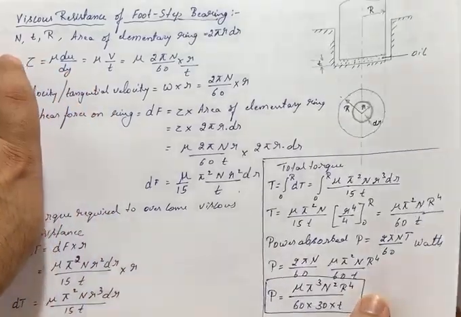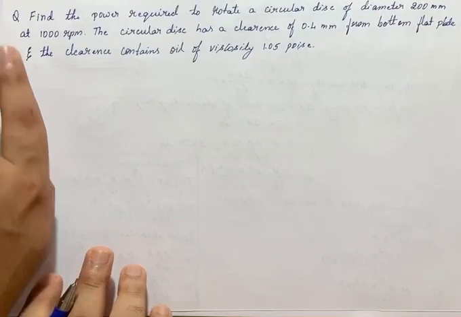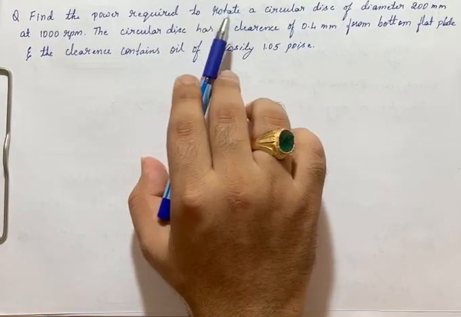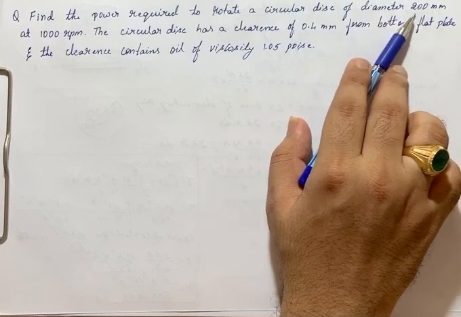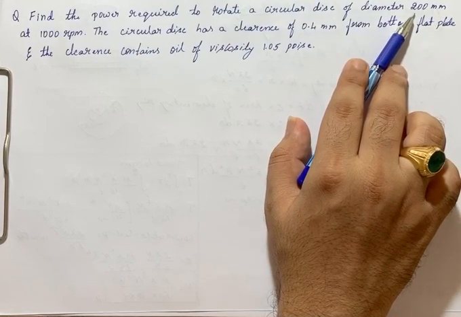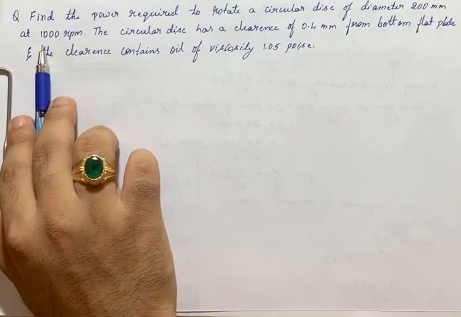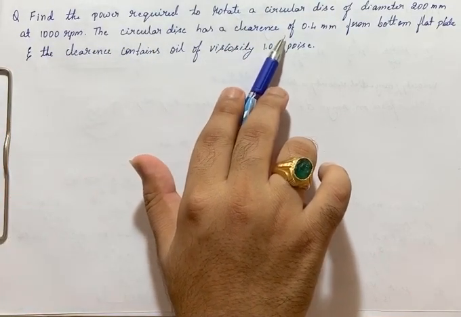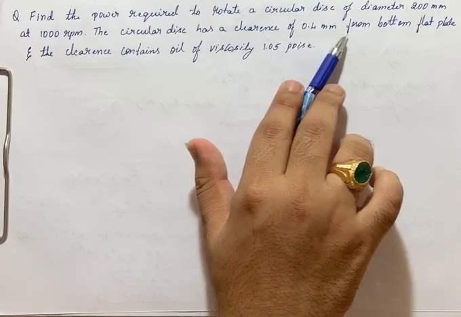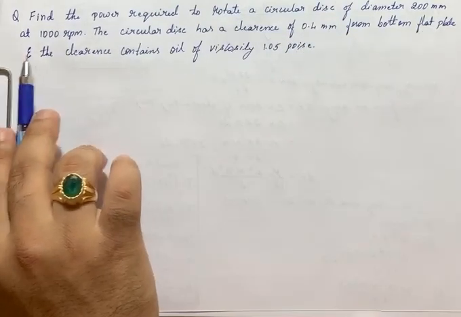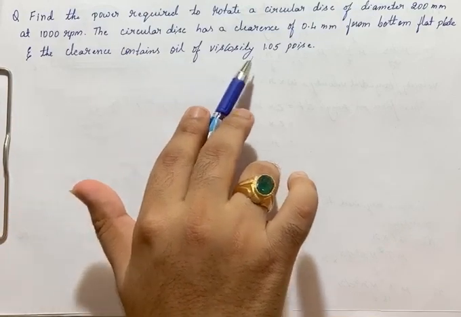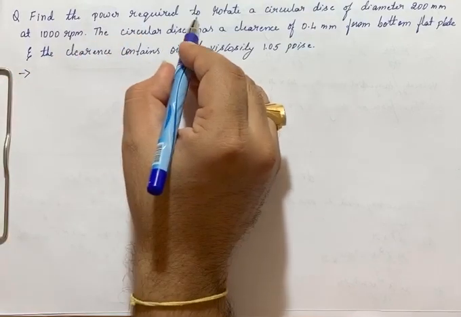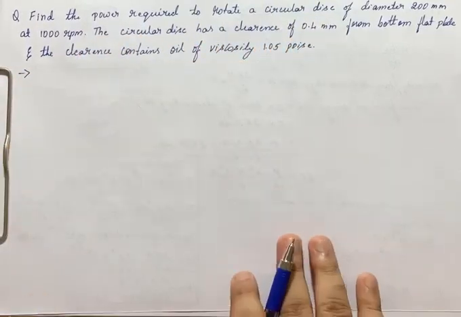Now we shall go with a numerical on this. In this, it is given: find the torque to rotate a circular disc of diameter 200 mm at 1000 rpm. The circular disc has a clearance of 0.4 mm from the bottom flat plate, and the clearance contains oil of viscosity 1.05 poise.